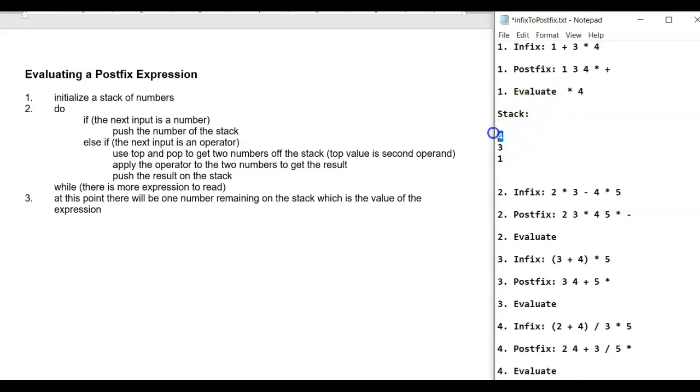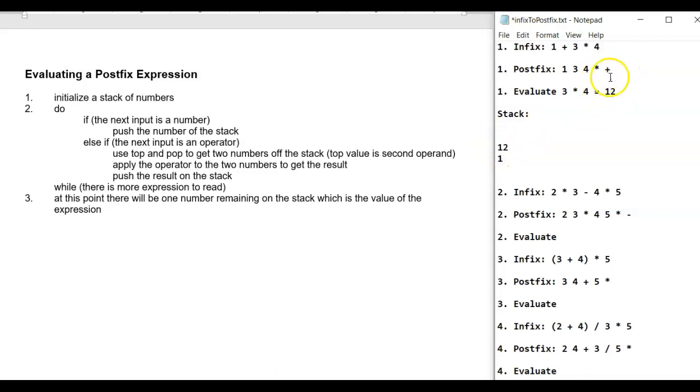So we pop this guy off. And then we pop off the 3. We take the top and then we pop, right? And then we just multiply these two together, which gives us 12. And then what you do is you push that result back on the stack.